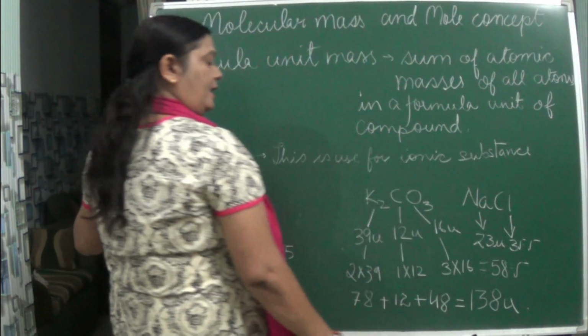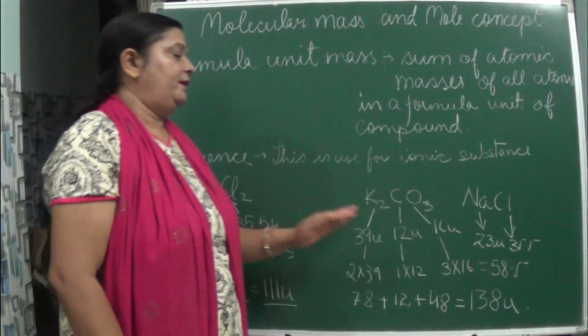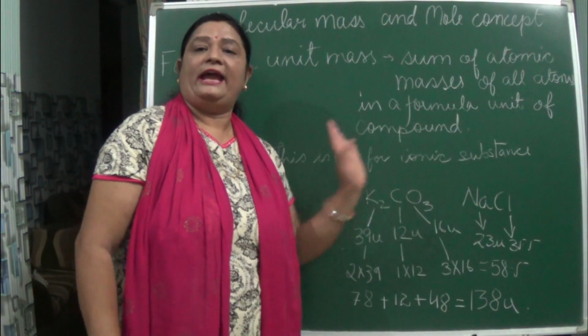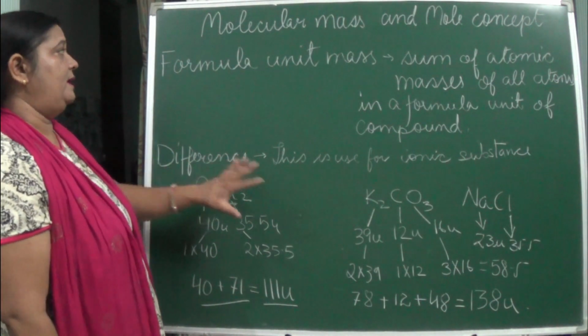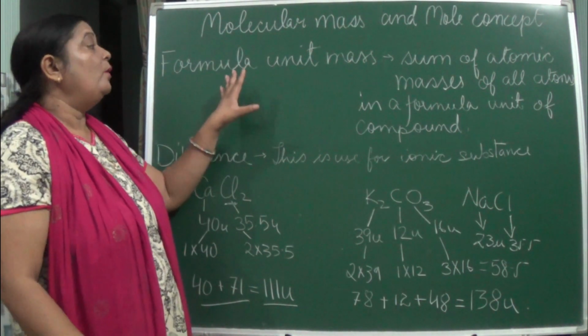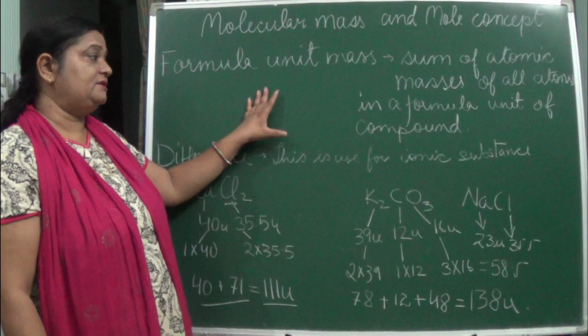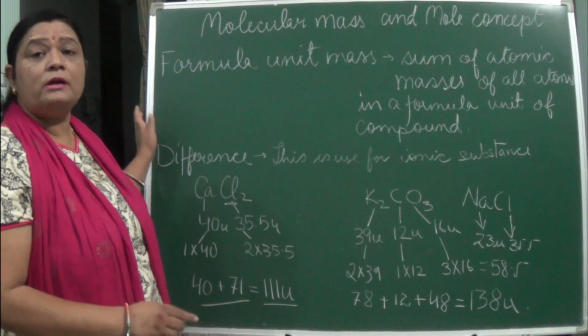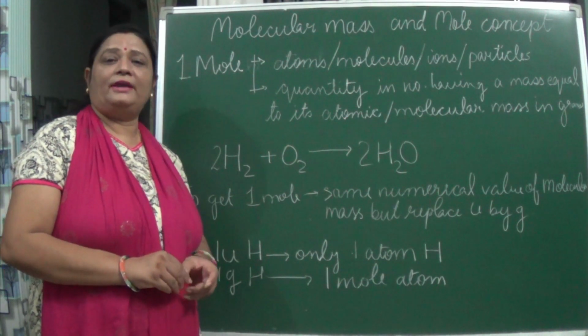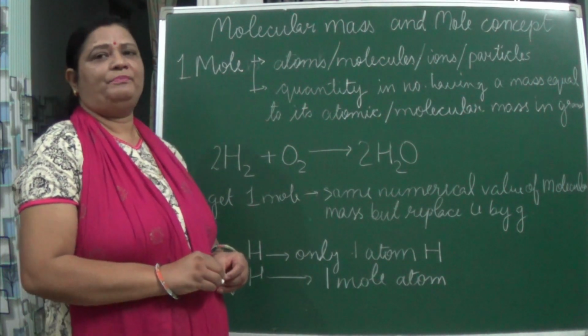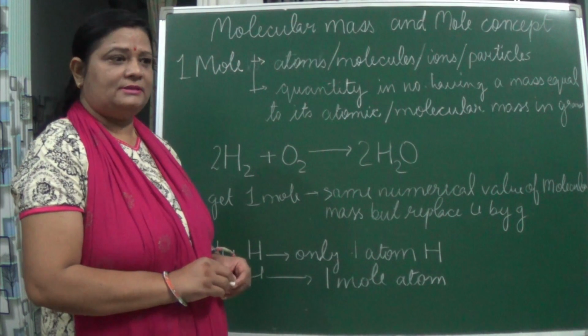58.5. Okay, so this is the formula mass of what? NaCl. Okay, so for all the ionic compounds you will be taking out formula unit mass. Rather than the ionic substances, you will be taking out what? The molecular mass.